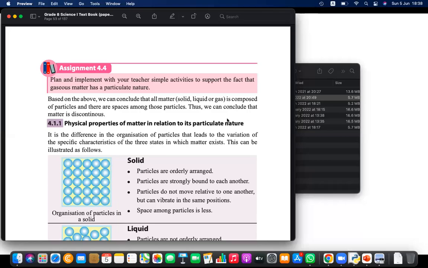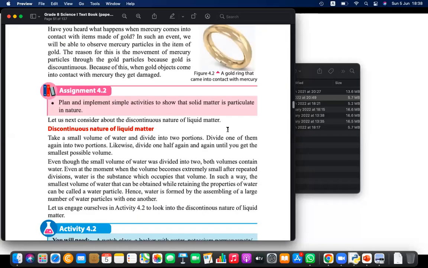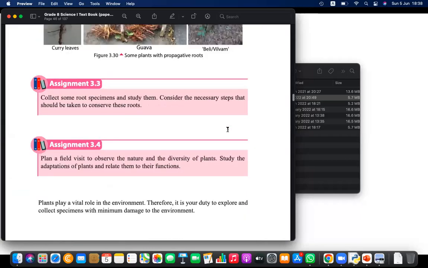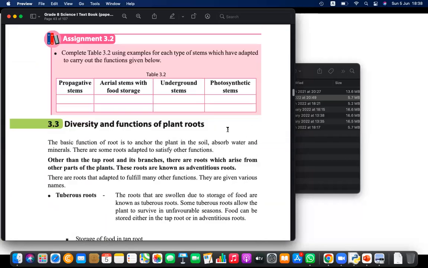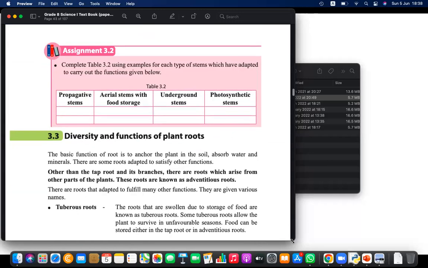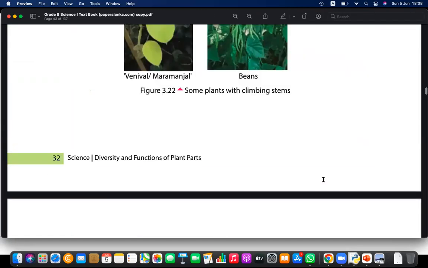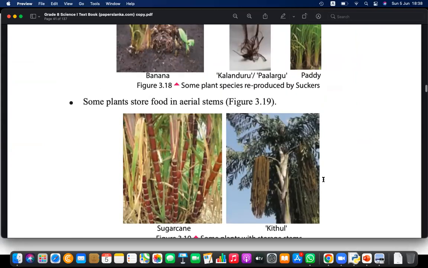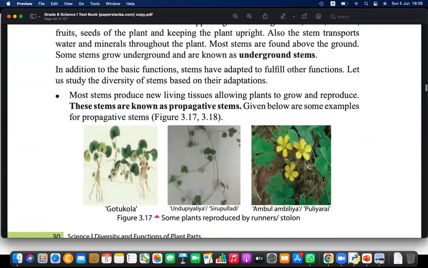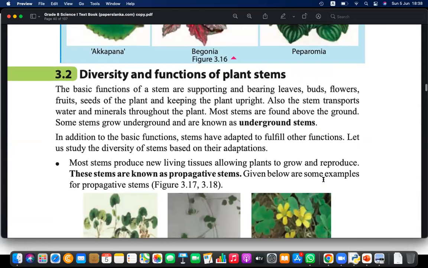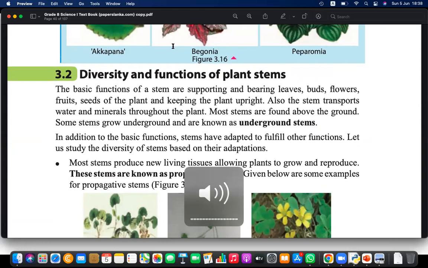Last week we were just discussing differences, so how you can distinguish plants based on the root system and also based on the stem styles. And we just learned about a few types of stems, not all, but we have learned a few. So let me remind them and begin.